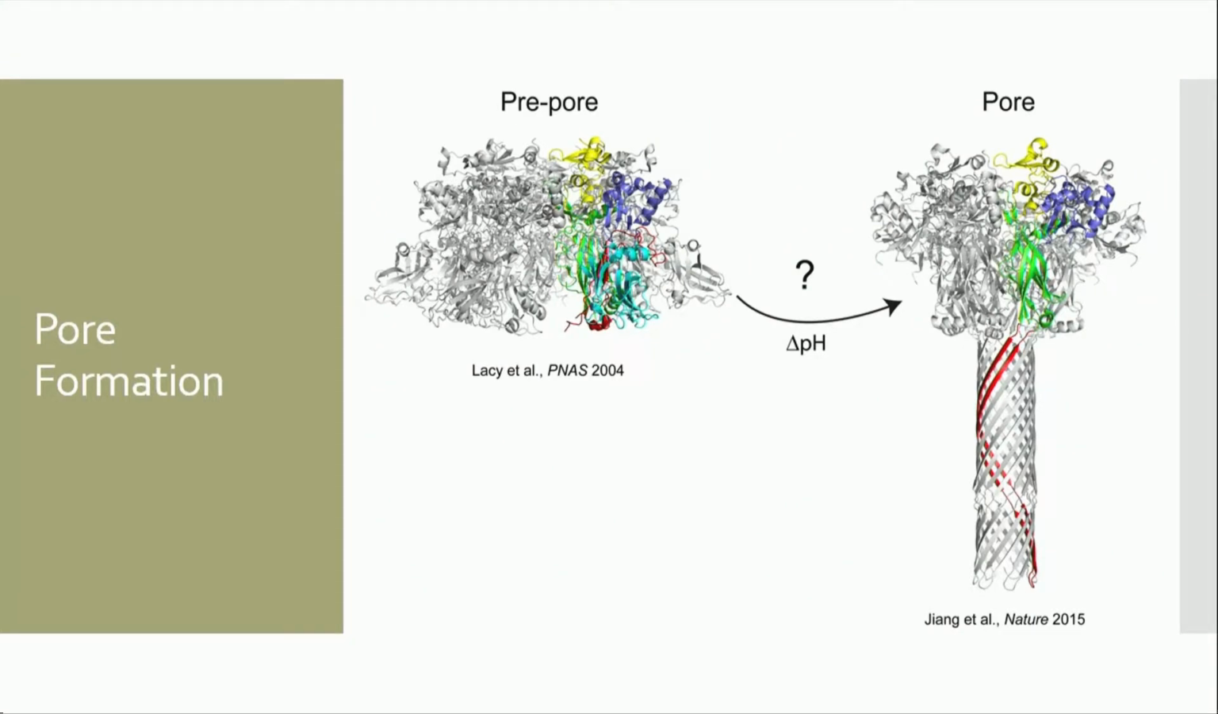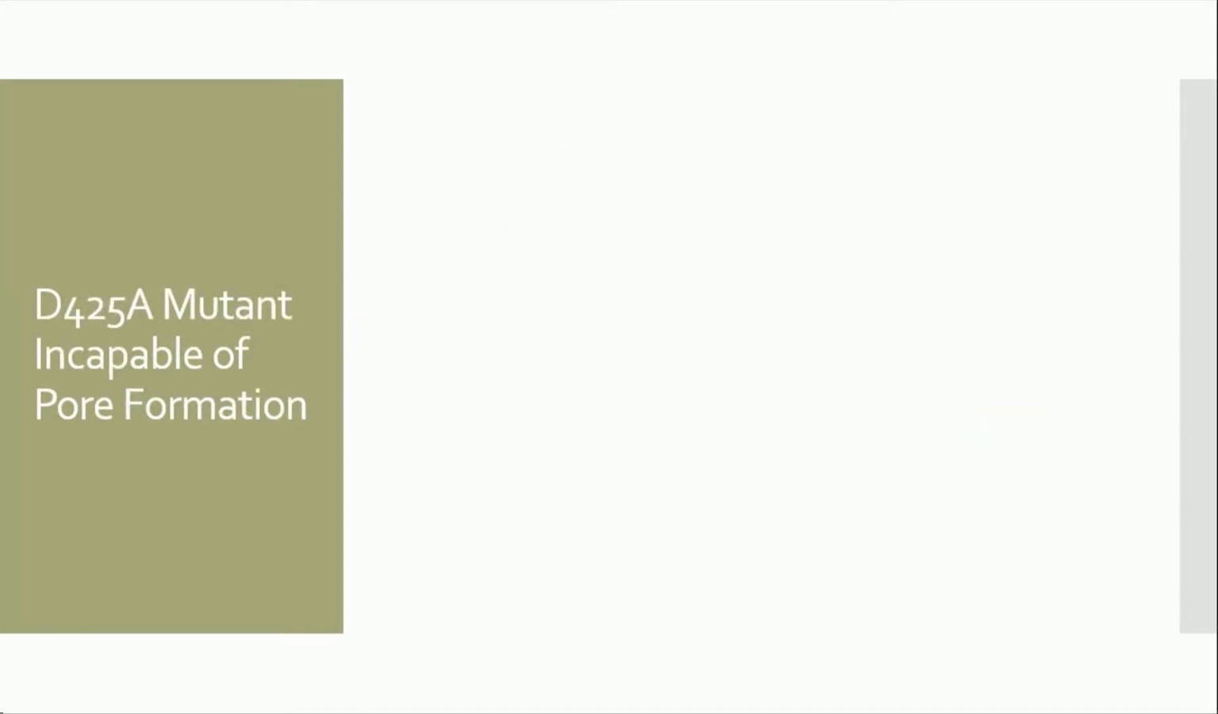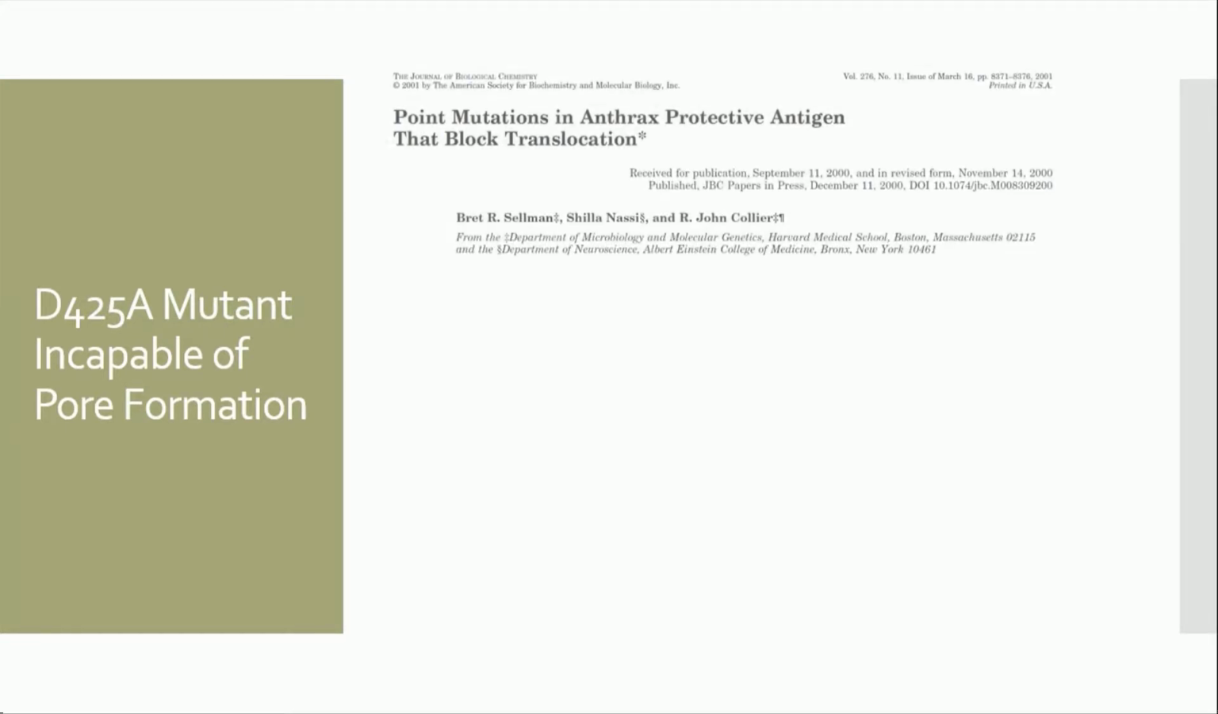So here we have cryo images of the protein. Here we start off with a non-toxic heptamer of protective antigen. But when it releases its toxins onto its host, it ends up as a pore. The mechanism of how it goes from a non-toxic heptamer to a pore is not well understood, and that is what we study in the lab. In order to study this mechanism, we decided to study a protein that was not able to form a pore, and we came up with the D425A mutant.